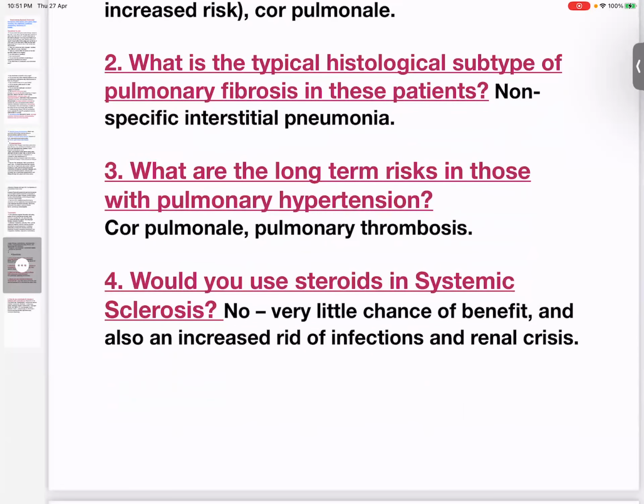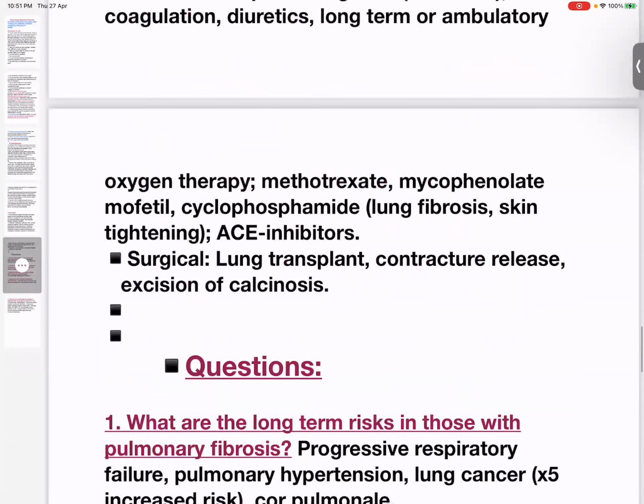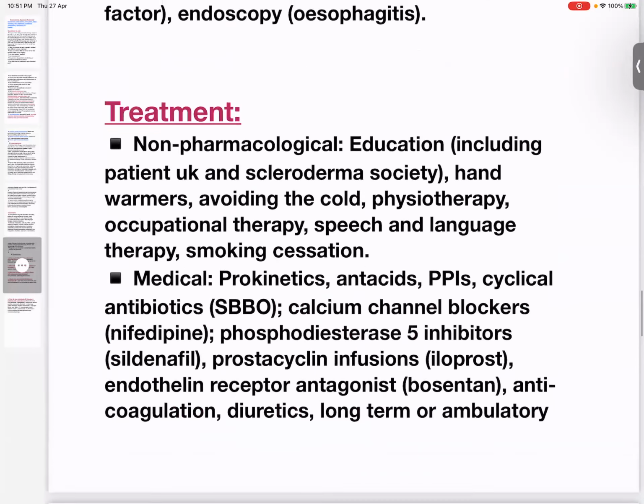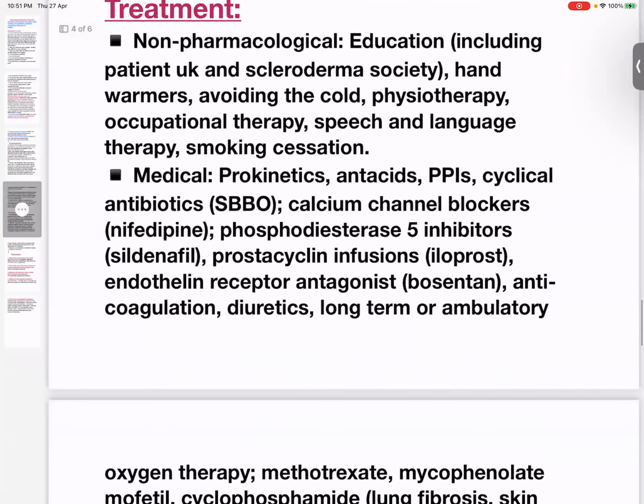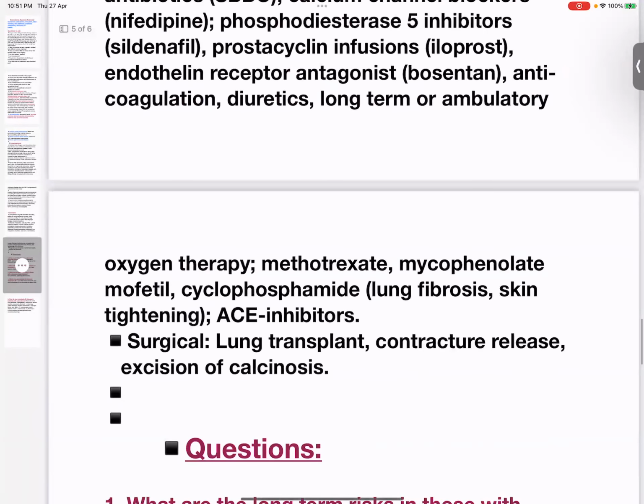Would you use steroids in systemic sclerosis? No. Very little chance of benefit, and also an increased risk of infection and renal crisis. So corticosteroids are not considered in the treatment of systemic sclerosis. What is the mainstay treatment? The mainstay treatment is immunosuppressive medication like methotrexate, mycophenolate mofetil, cyclophosphamide. These are the medications that should be used.